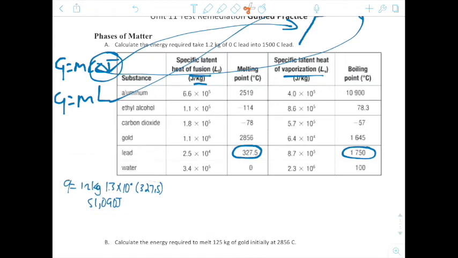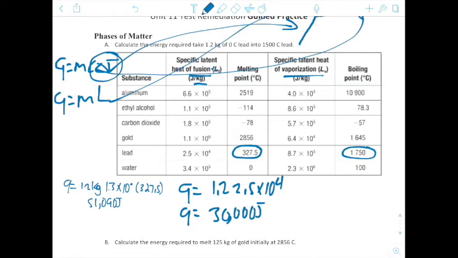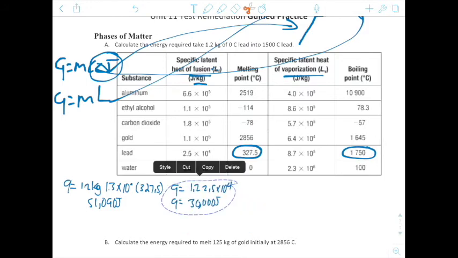And then once it reaches 327.5, it's going to change phase. And we're going to use the Q equals mL. So all we do is take Q equals our mass, which is 1.2 kilograms, times our latent heat of fusion, which for lead is going to be 2.5 times 10 to the fourth, which gives us a Q value of 30,000 joules.